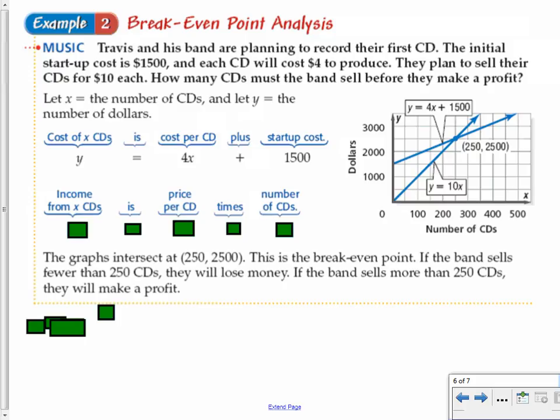In our other one, we're going to look at their income. So how much money are they making? The income is our y. The income from the CDs is the price per CD times the number of CDs that they sell. So the price was 10 times the number of CDs, x.